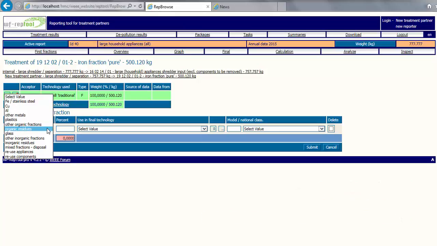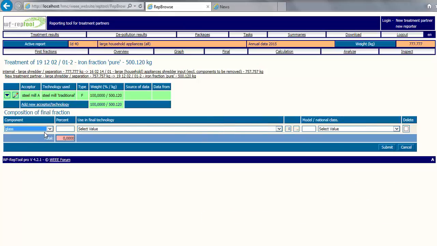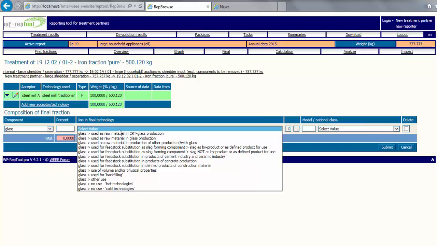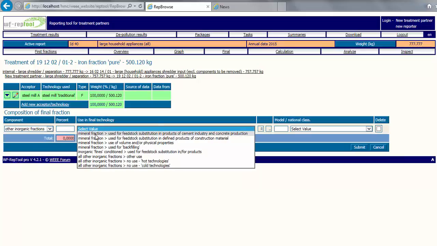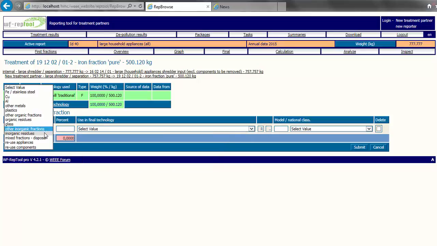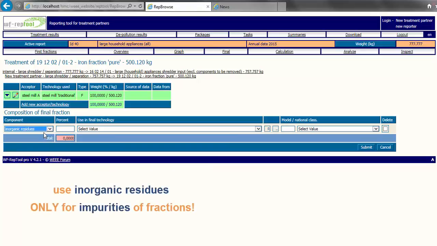Inorganic fractions are distinguished to glass. Under this headline we see all kinds of glass like CRT glass and other glass like flat glass or glass pieces. Other inorganic fractions we distinguish to mineral fractions, mainly foreseen for stones and fines from large household appliances. Next are inorganic residues. Please use this component only for impurities of other target fractions.